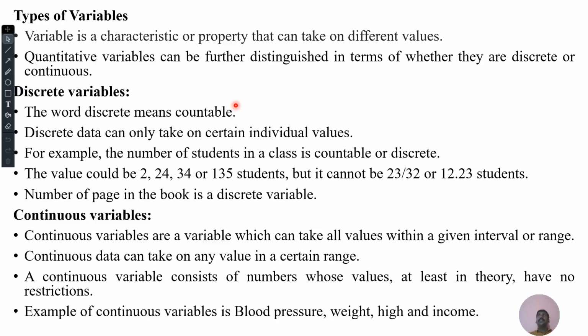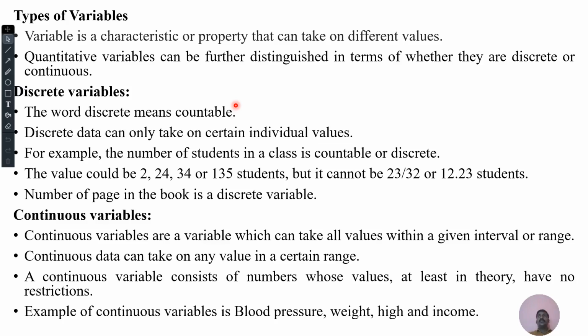Any certain range in the sense. A bus goes from source A to B, between 10 and 11 o'clock. 5 buses crashed, 10 buses crashed. Now we can measure this in terms of a certain interval range. Continuous data can take any value in a certain range.